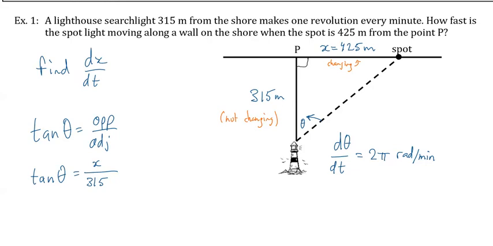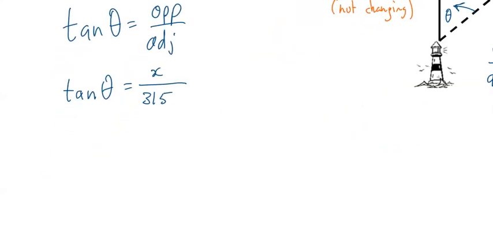Oh, and what's the derivative of tan? That's a tricky one. We haven't done that in a while. Very nice, secant squared. Secant squared theta. What's the rest? Not x. Nope, not quite. We're missing a few things.